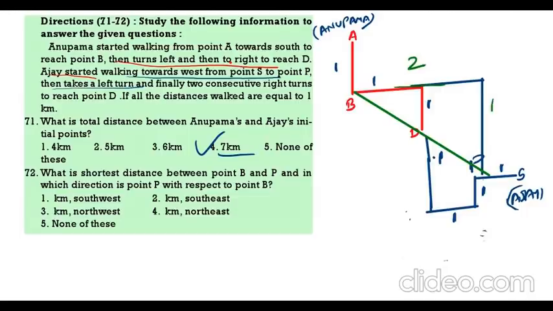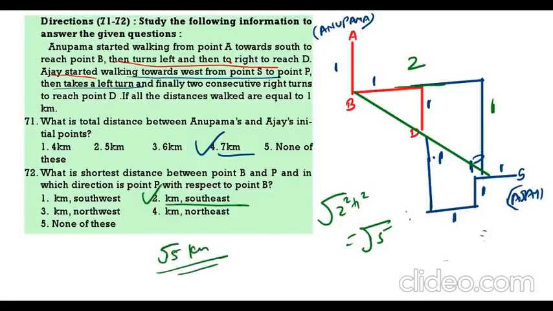This is 1. This is D. This totally is 1. So root of 2 square plus 1 square, that is root 5. Root 5 kilometers, and which direction is that? Southeast. So root 5 kilometers southeast is the correct answer. Next.